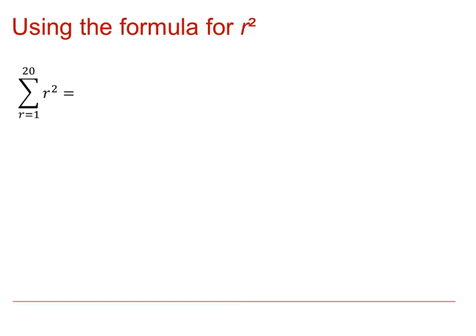So here we're going to find the sum of terms called r squared starting at 1 and finishing at r equals 20. Quoting our formula, we know that n here is 20, so using our formula it will be 20 times 20 plus 1 times twice 20 plus 1, all over 6. So that's 20 times 21 times 41 over 6.